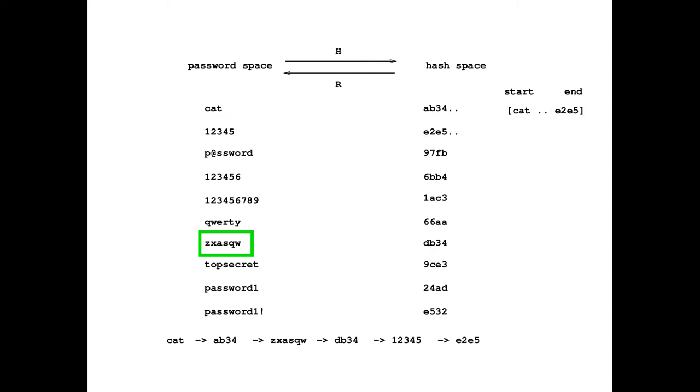A problem, though, arises. We can build more chains. Suppose we built another one, started with top secret, then to QWERTY, and we have a collision. That DB34 and 66AA both go to 12345. This reverse function, we want it to be some good faith effort to map to password space, but just like hash functions have collisions, the reverse function will also have collisions.